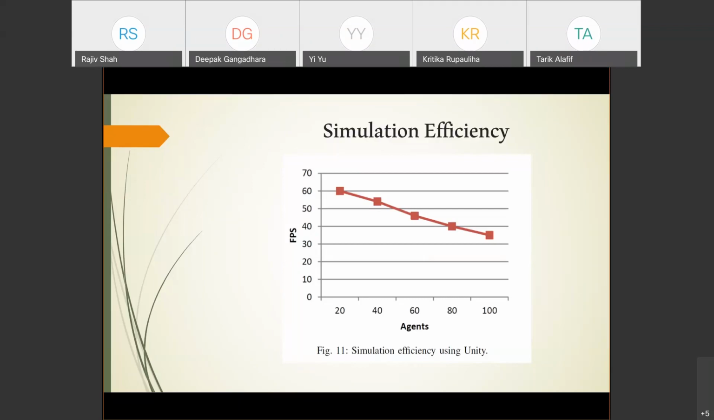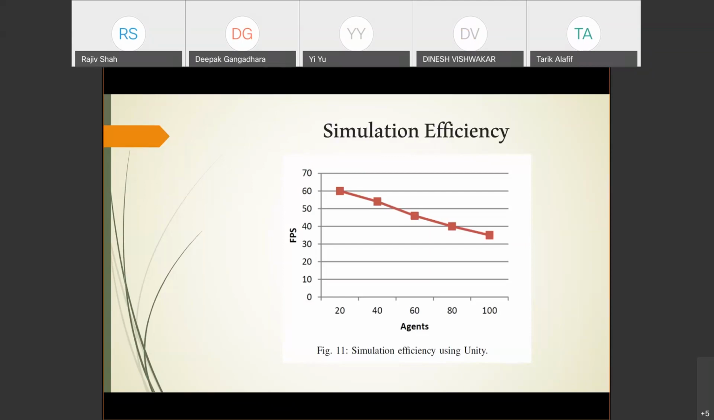Okay. Any other question? Yes, hi Tariq. Here in the PPT, you have written simulation efficiency, while in this graph we can't see where the efficiency is. I don't understand your question.